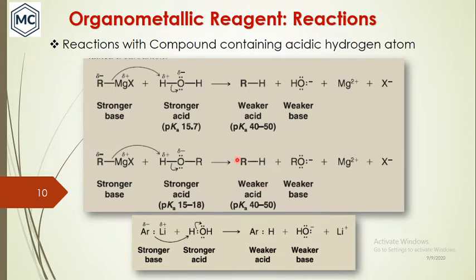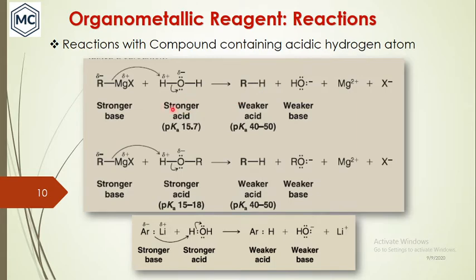First we will consider the reaction of the compound with acidic hydrogen atoms, like protic solvents: water, alcohol, ammonia. If you treat it with an alcoholic solvent, a protic compound, you get the corresponding hydrocarbon. That is why we do not do organometallic reactions in protic solvents. It is a very strong base. It can act as a nucleophile. It can react with this electrophile and form RH.